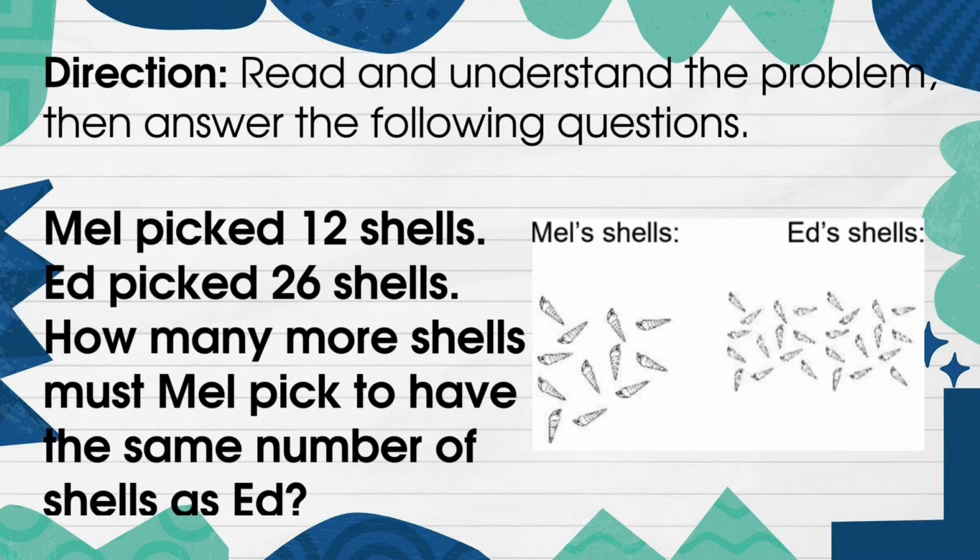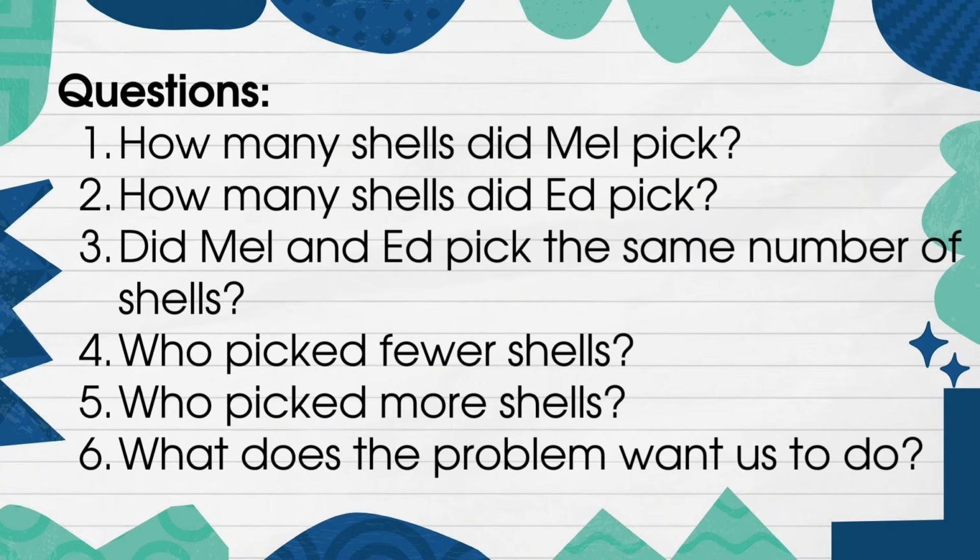Now let's read and understand the problem, then answer the following questions. Mel picked 12 shells. Ed picked 26 shells. How many more shells must Mel pick to have the same number of shells as Ed? Here are the questions. Number 1. How many shells did Mel pick?